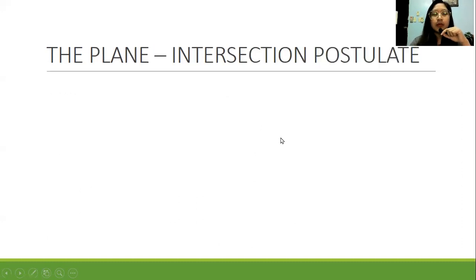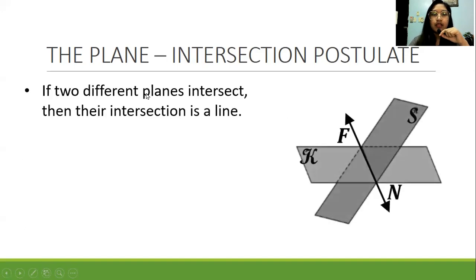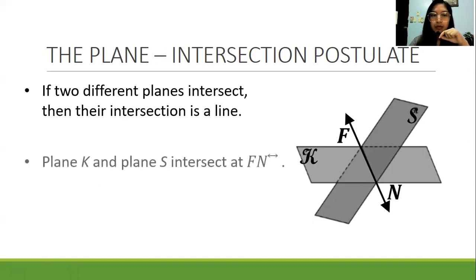Okay? Next, we have the plane intersection postulate. If two different planes intersect, then their intersection is a line. Kapag daw po nag-intersect ang dalawang plane, no, ang kanilang intersection ay isang linya. For example, we have plane K. Ito si plane K, nag-intersect siya kay plane S. No? Nag-intersect siya sa line FN. They intersect at line FN.